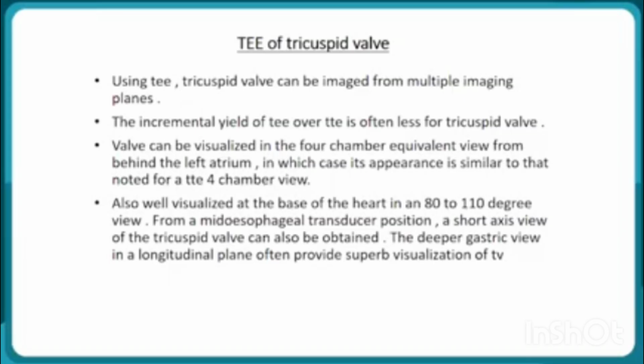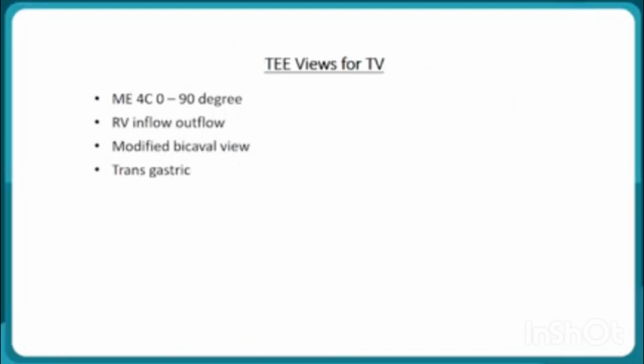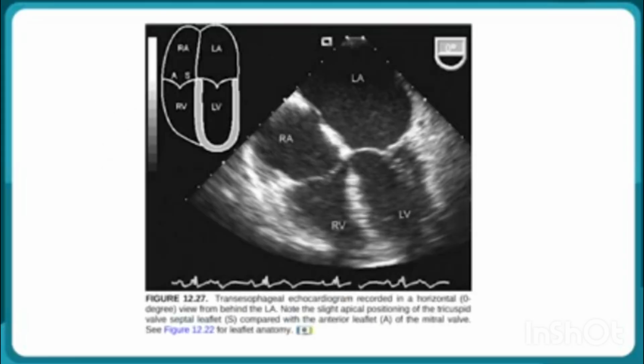The transgastric view, the deeper gastric view in a longitudinal plane, provides good visualization of the tricuspid valve, as we will be seeing in subsequent images. The four views we have discussed are the mid-esophageal four-chamber view from omni angle 0 to 90 degrees, the RV inflow-outflow view, the modified bicaval view, and the transgastric view.